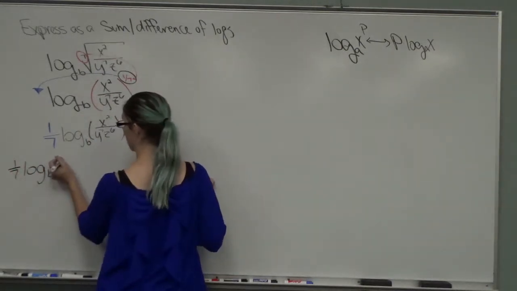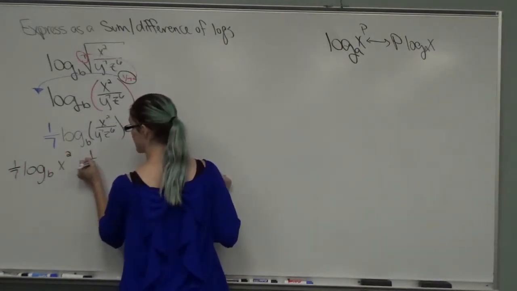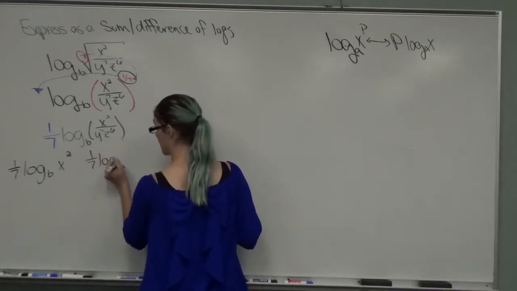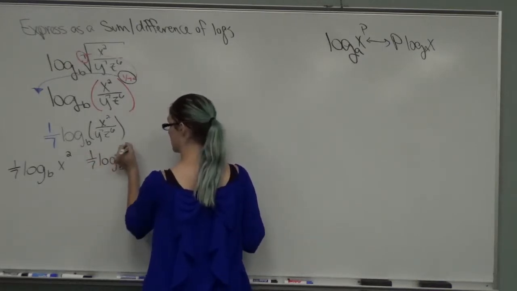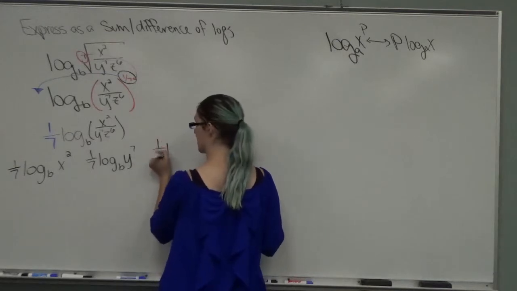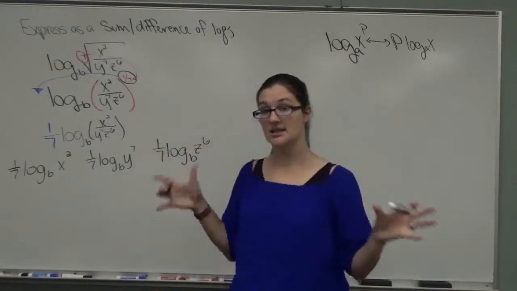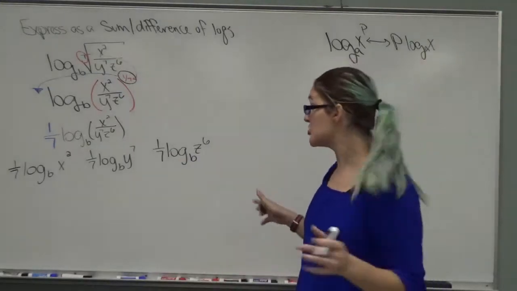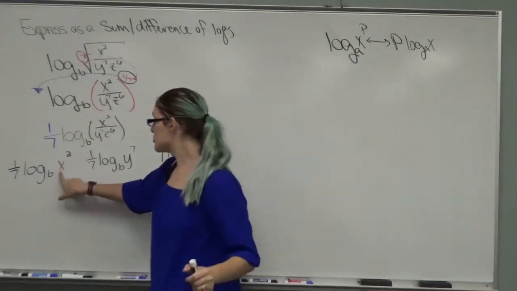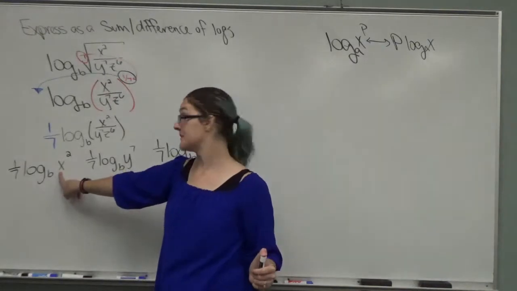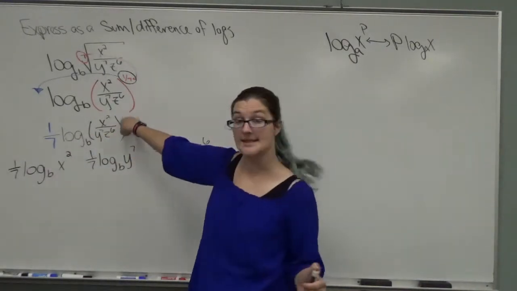This one's going to be for my x squared. I'm going to get a 1/7 log base b for my y to the 7th. And I'm going to get a 1/7 log base b for my z to the 6th. So I still need the addition subtraction, right? I'm just starting to set it up. So the first log was an x squared, right? So we're going to look back up here at the last step.